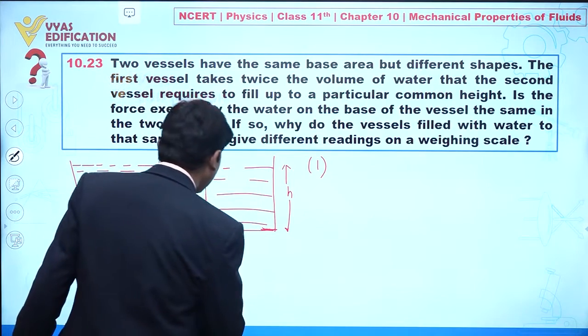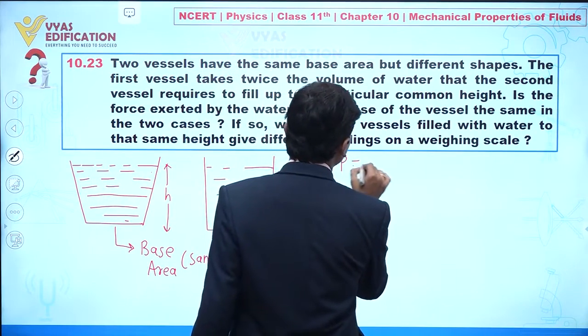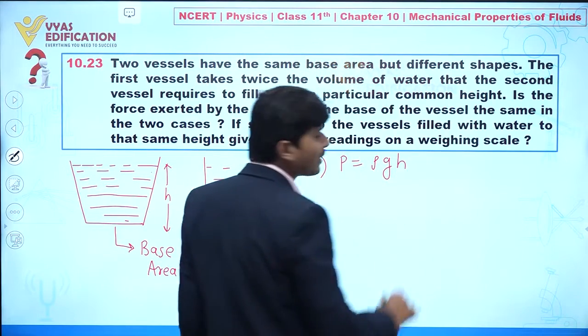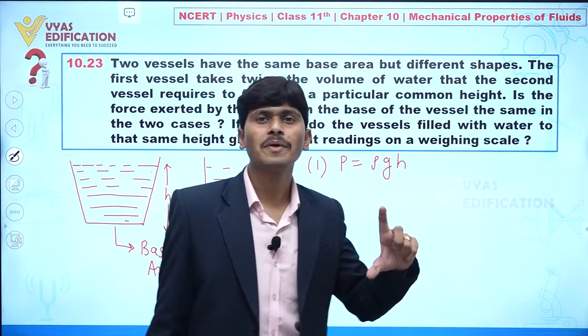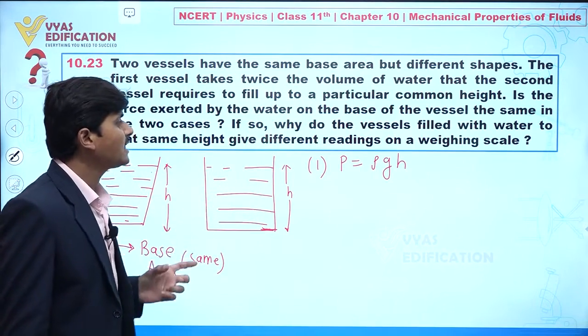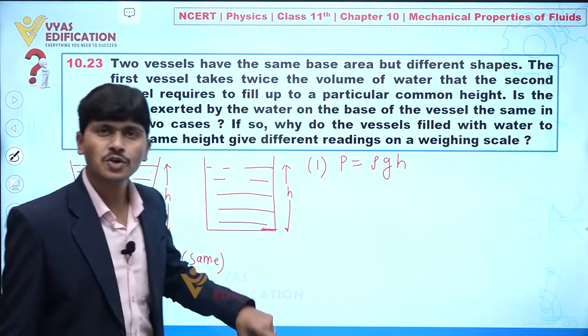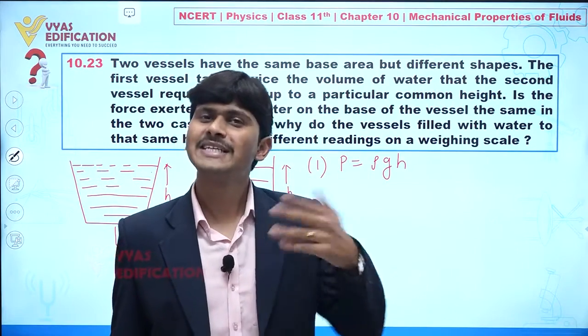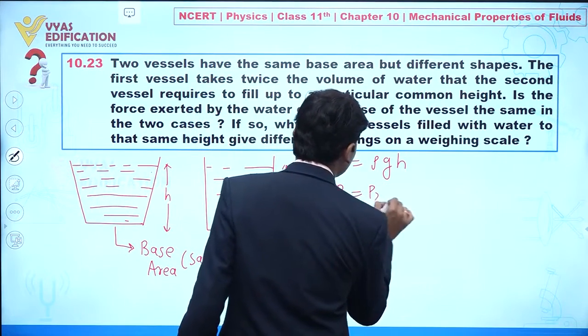Clear? And we can say here the base area is also the same. So first, the pressure exerted at the bottom is given by rho gh. If we are taking the same liquid at the same height, then the pressure exerted in container number 1 or container number 2 at the base is the same. So directly we can say P1 equals P2 at the base.